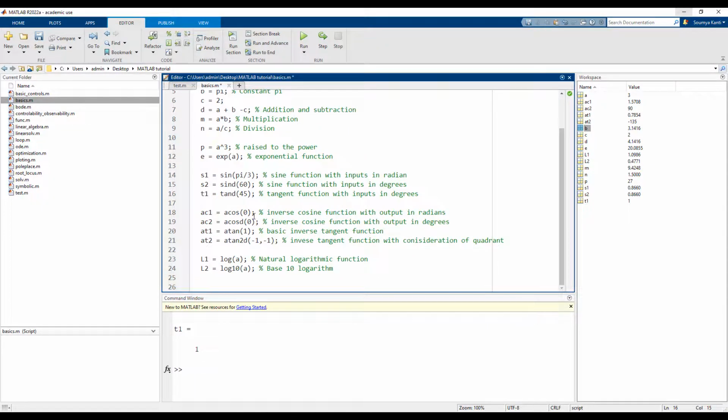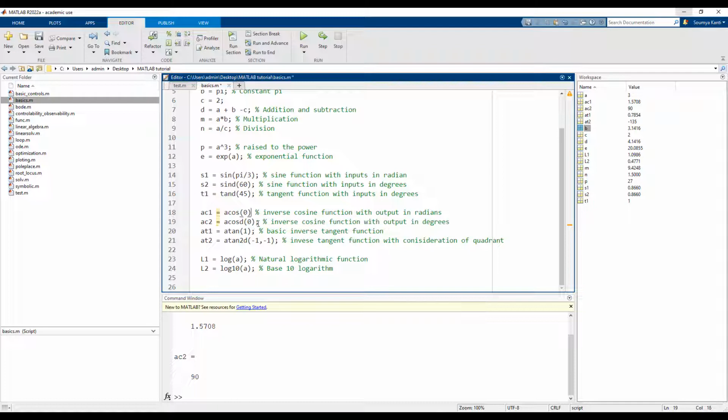Now inverse cosine function, inverse function. Similarly here the output can be 2. So this is ac1 and ac2, both of them have the same input, but the first one will give you the value in radians, so this is actually pi by 2, and the second one will give you in degrees.